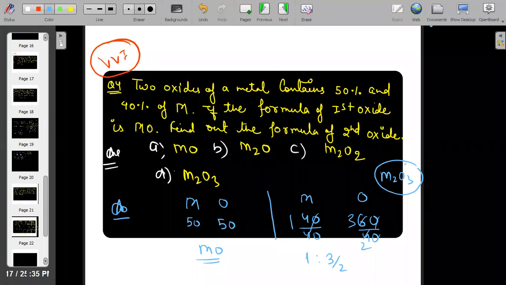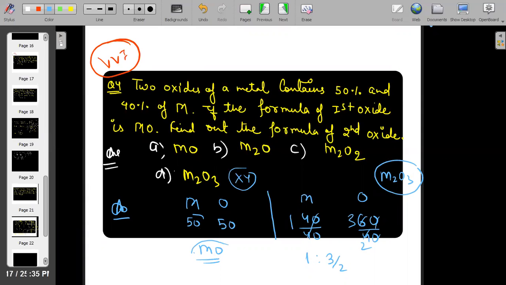Got it? Did you get it? They told MO means 50-50, that I told you. What is the formula? The previous question we solved, XY. So directly they told MO. So 40. There was no need to verify the atomic mass. Directly write down the answer. All got it?